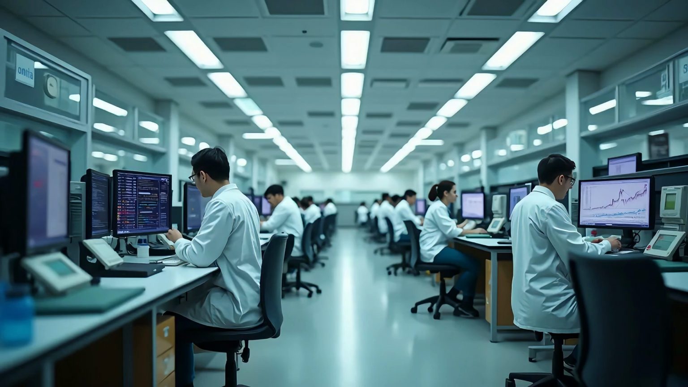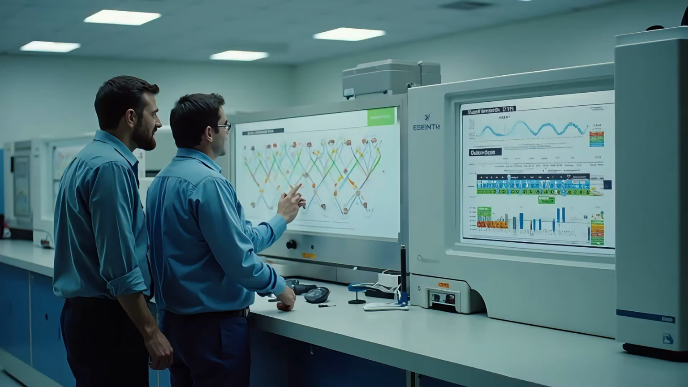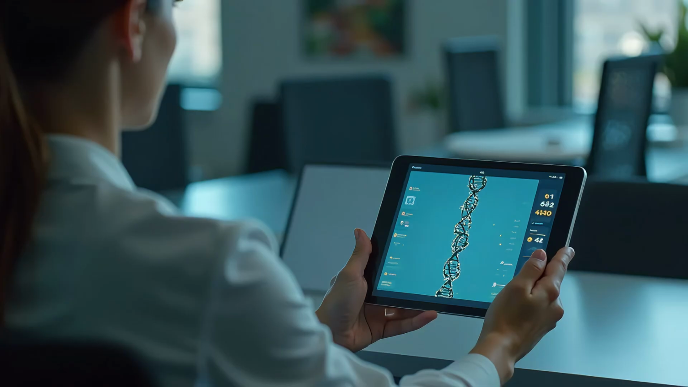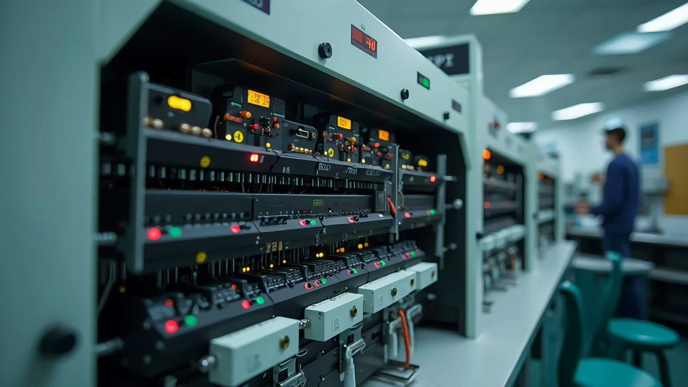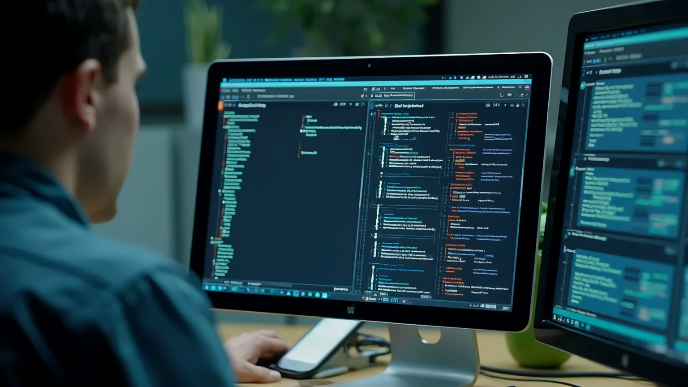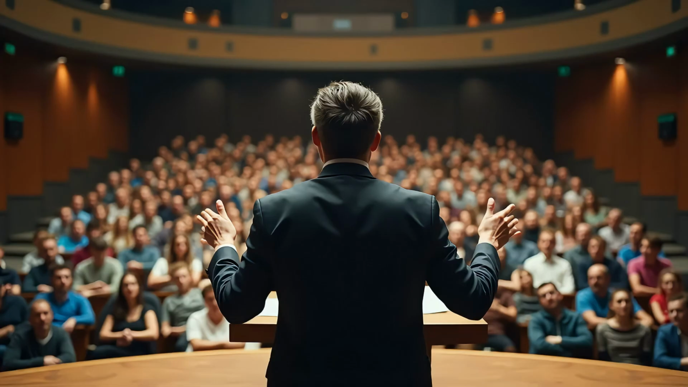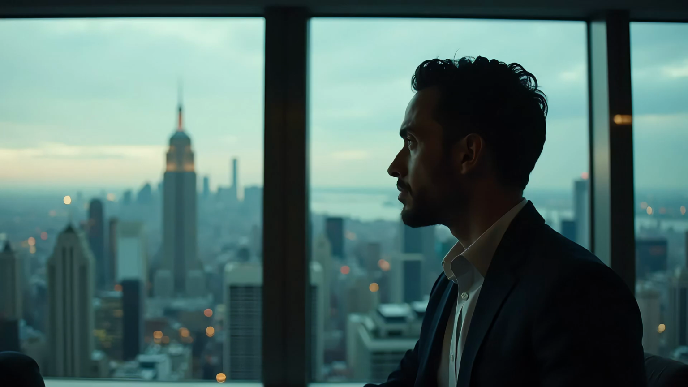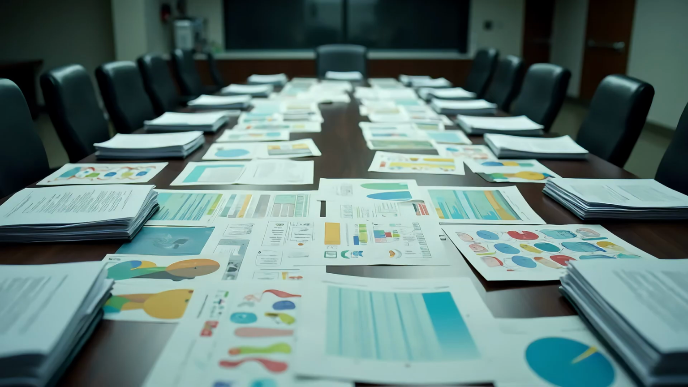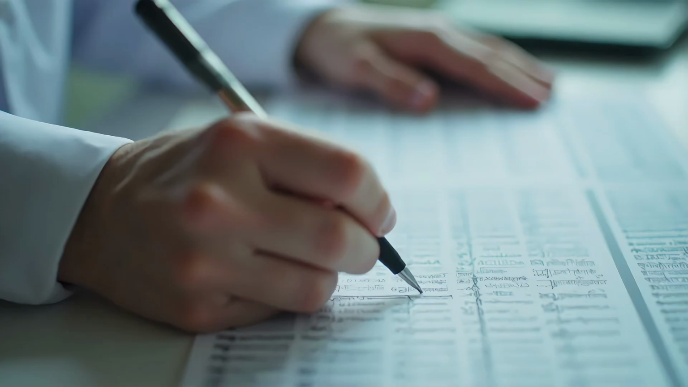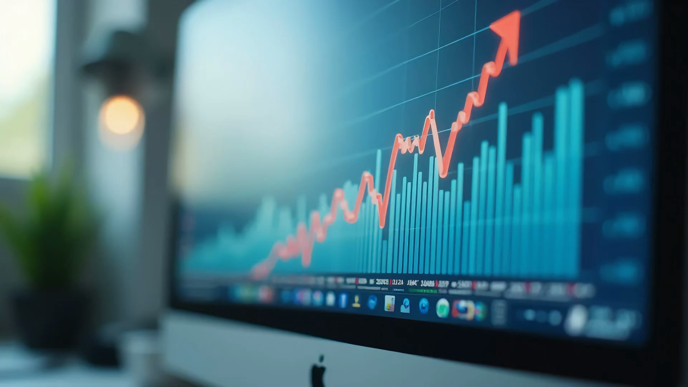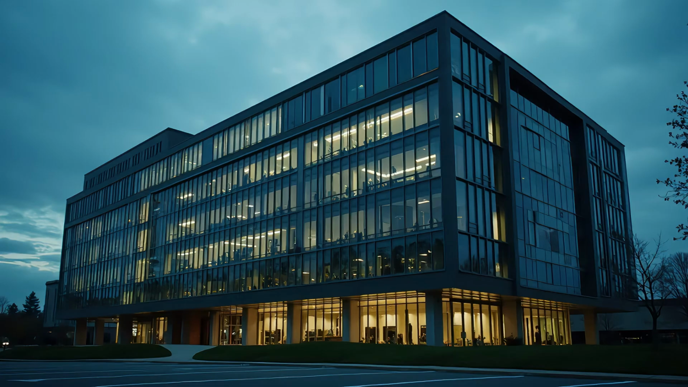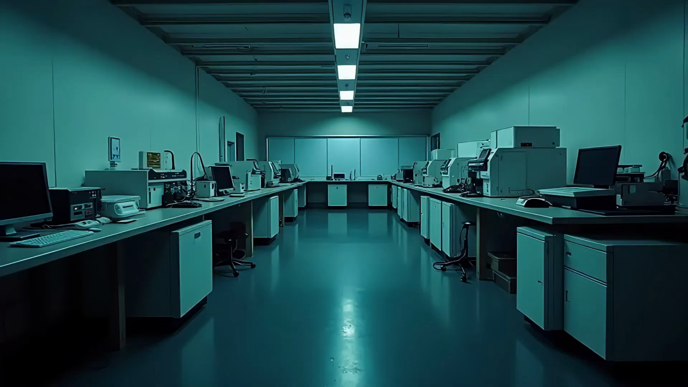Public versus private sector competition. The competition quickly heated up between the public Human Genome Project, led by scientists Francis Collins and James Watson, and Celera Genomics, founded by Craig Venter. While the public project relied on collective efforts and traditional sequencing methods, Celera used faster but less comprehensive sequencing techniques.